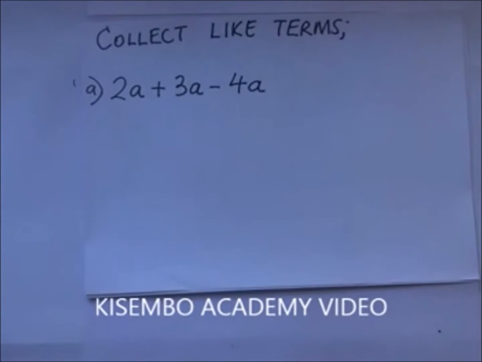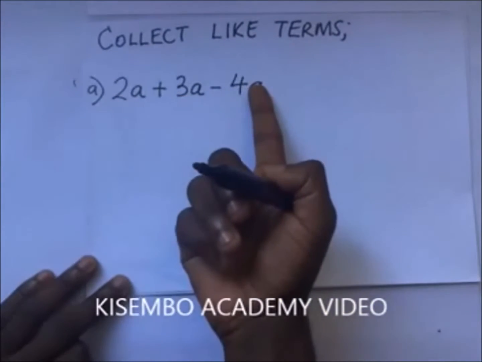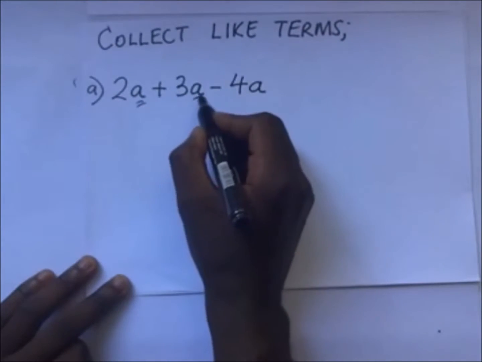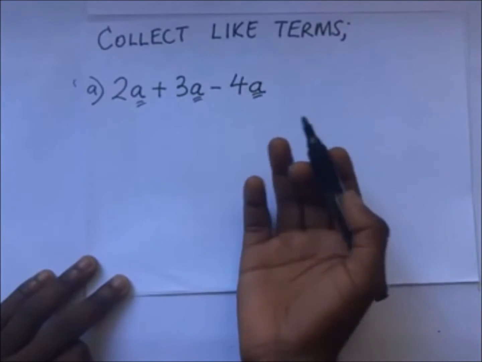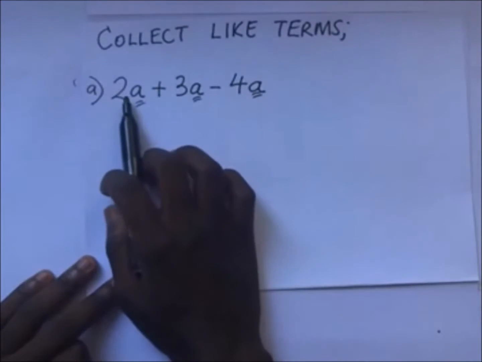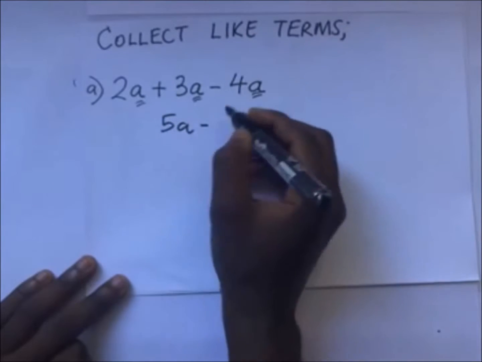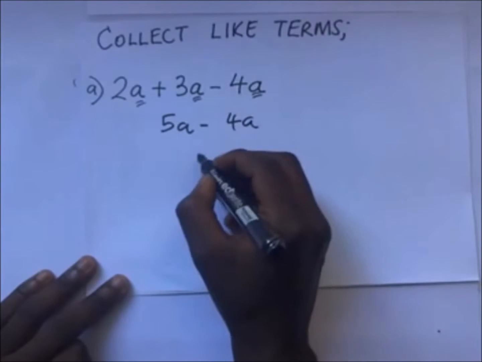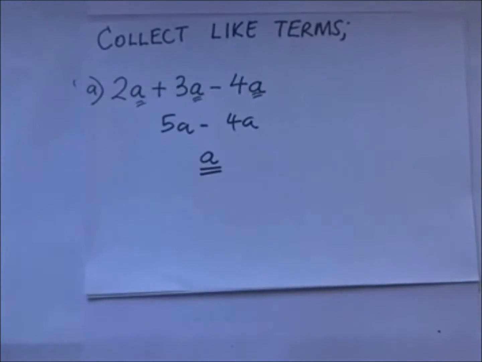Let's collect like terms and simplify this algebraic expression. Here we have 2a plus 3a minus 4a. All these are a's, so they are like terms. So they are already collected as like terms. To simplify it further, 2a plus 3a is going to be 5a minus 4a. And of course our answer here is going to be a. 5a minus 4a is a. So we have collected like terms and simplified it.